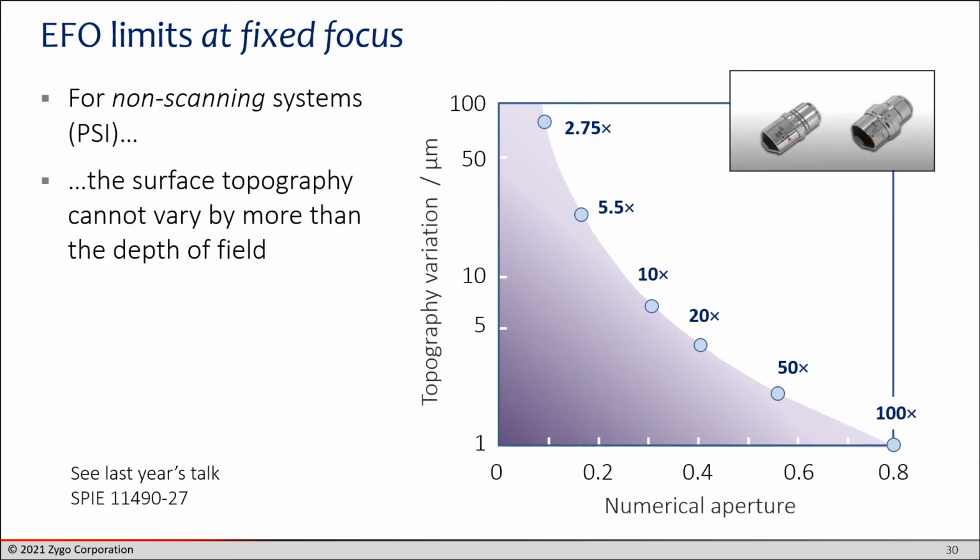We showed already last year that if you apply an EFO model to a fixed focus system like a monochromatic phase shifting interferometer, you'll get good results if you're at low magnifications and low numerical apertures. But as the numerical aperture increases, you start to have a difficulty with the depth of field, and the topography variation that you can accommodate starts to decline. So by the time you get to 20x, 50x, 100x, the range of topography heights that you can accommodate in an EFO model and get good results start to become quite small. But what happens in coherence scanning interferometry where you have a scanner where you're moving the object while you're acquiring data?